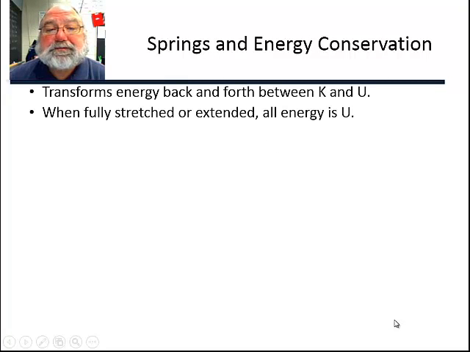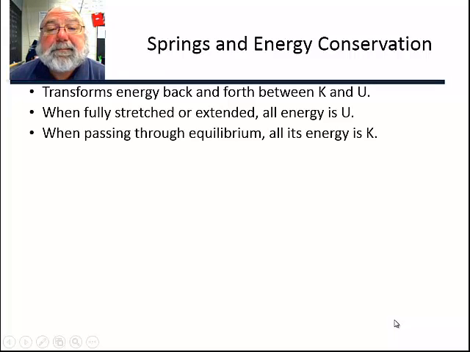Now springs. They transform energy back and forth between kinetic and potential. In this case, when the spring is fully stretched or extended or compressed, when it's at its maximum excursion from the equilibrium point, the energy is all potential. It has momentarily stopped moving. When it passes through its equilibrium, it's going its fastest. That's when all of its energy is kinetic.